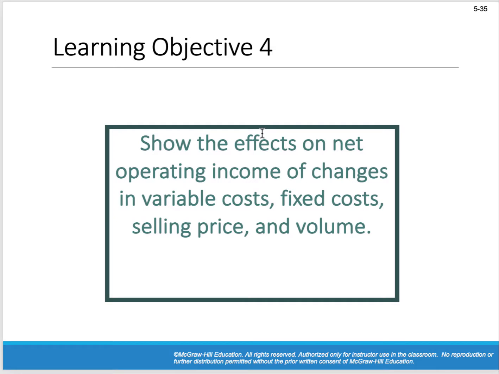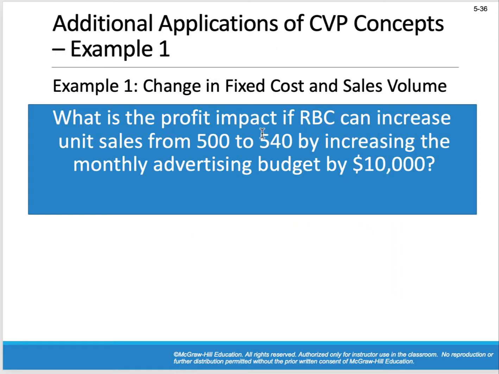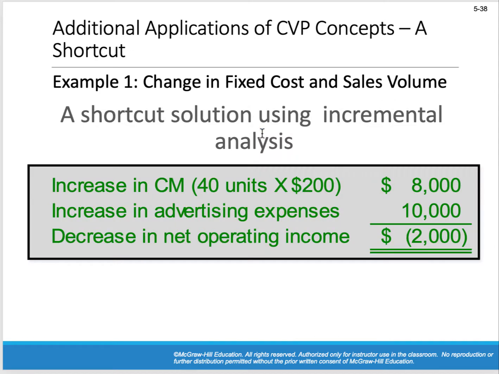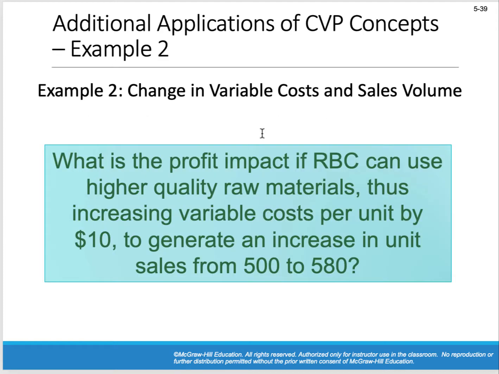We said we need to show the impact on our bottom line that results from changes in variable costs, fixed costs, selling price, and volume. The first thing we said was, what if we just have a change in fixed cost and a change in sales volume? We have a shortcut solution for this: incremental analysis. Calculate the increase in the contribution margin and subtract from it the increase in fixed costs. That tells us what happens to our bottom line.